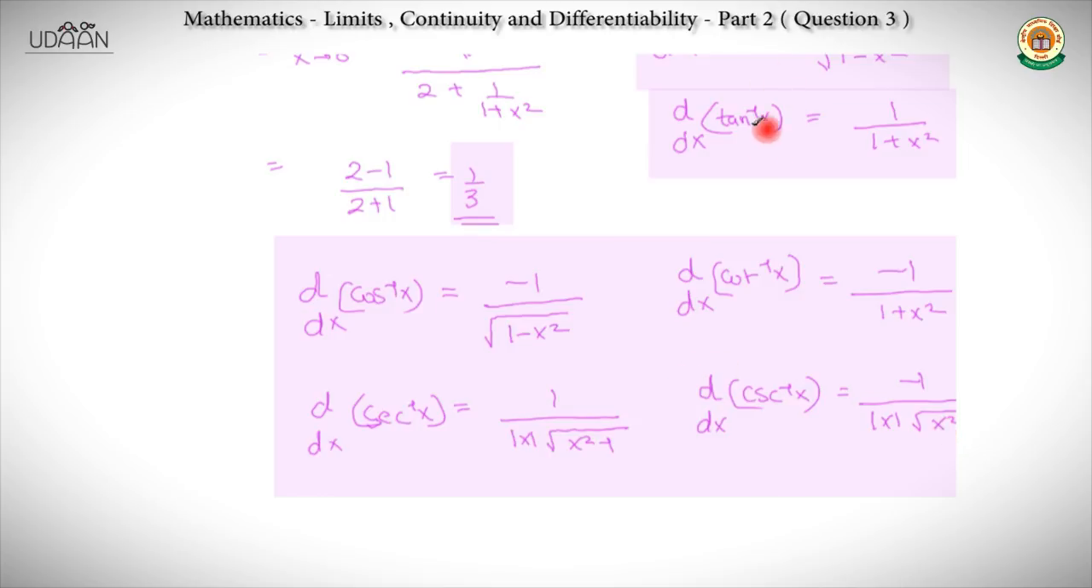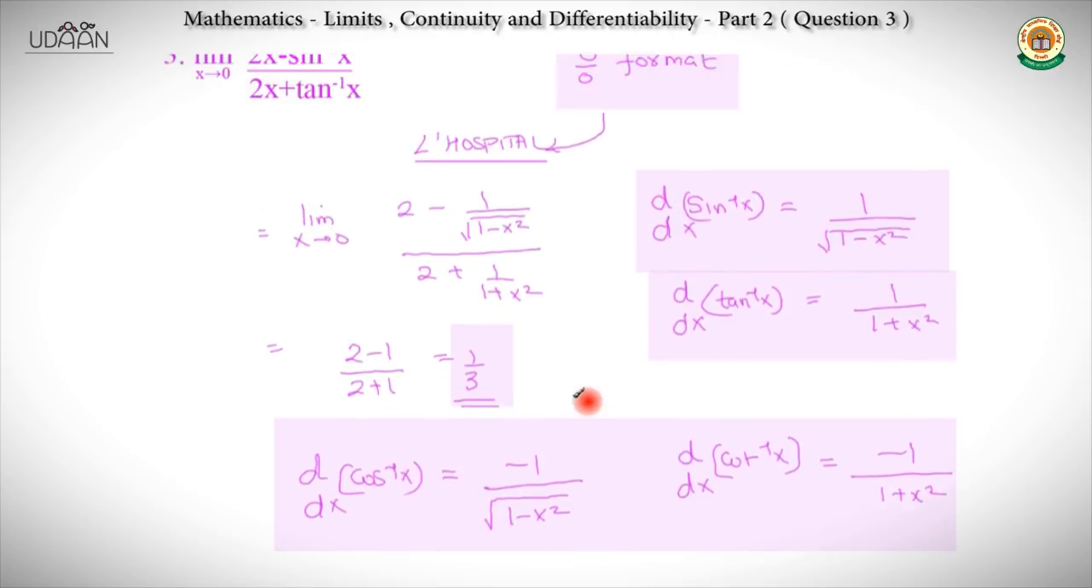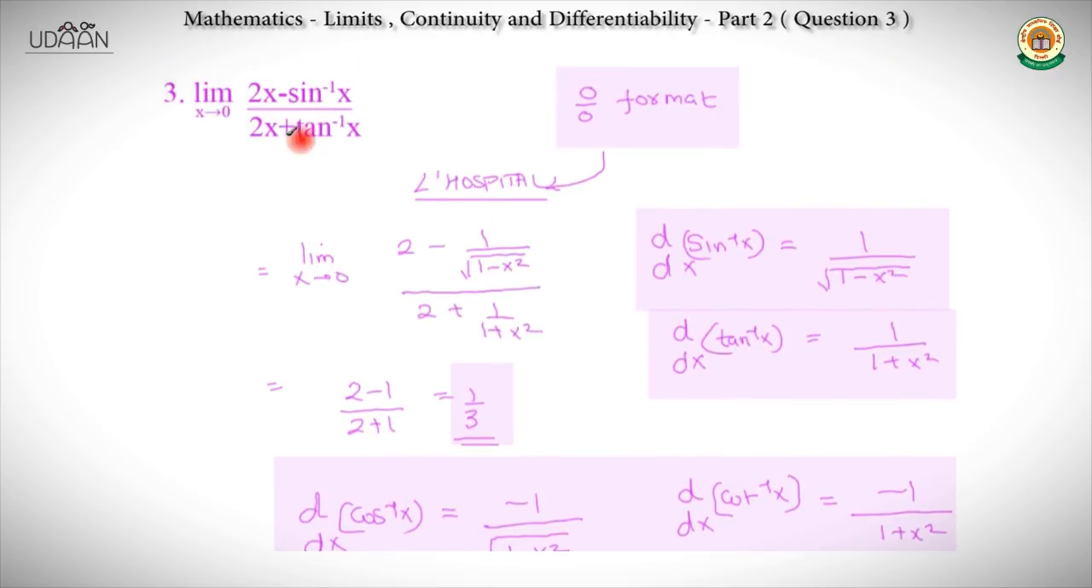Perfect. So these 6 formulae will come in very, very handy, because we have already seen that a question like this has been broken down into 3 steps as soon as we got the solution. So 1 by 3 is the required limit of question number 3.